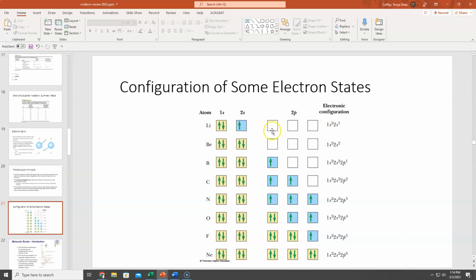And then each one of those, ML 1, 0, and minus 1, can hold a spin up and a spin down. But Hund's rule states that those electrons prefer to be unpaired, which explains the configuration that you see here for nitrogen. Okay?